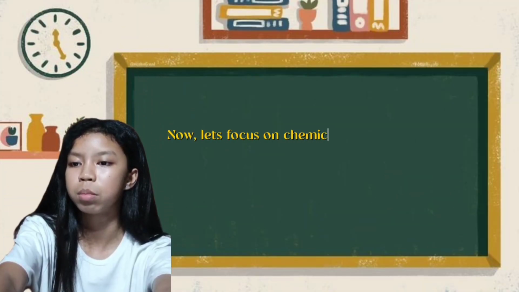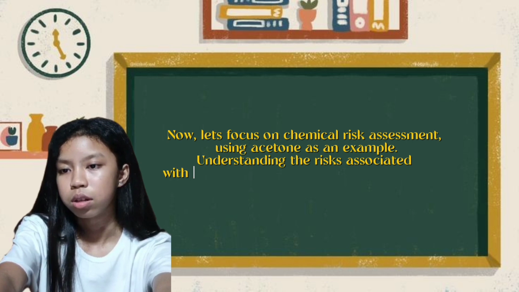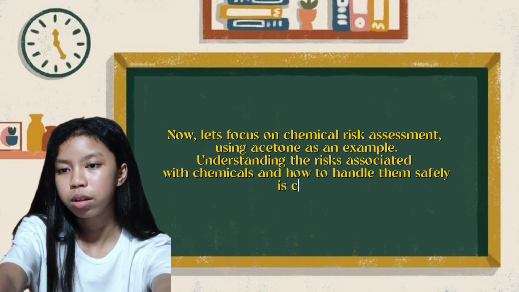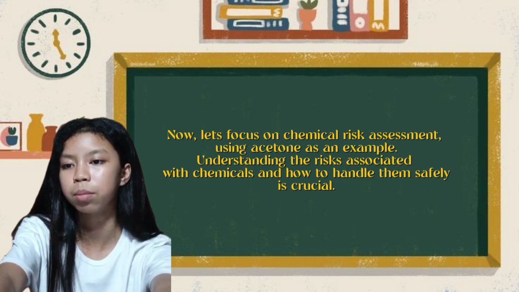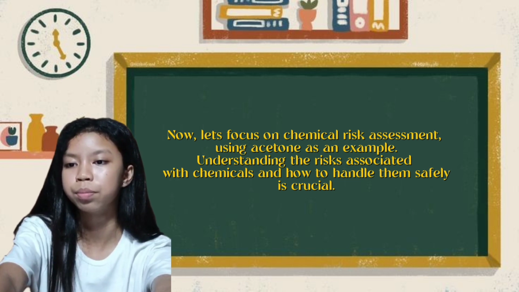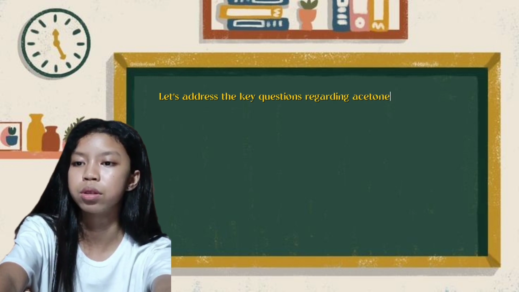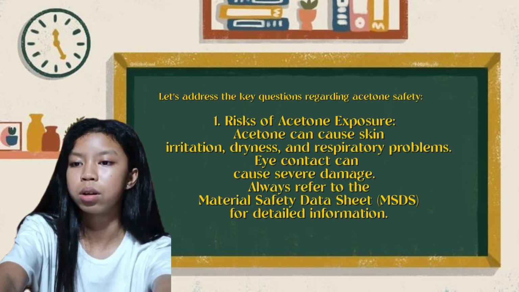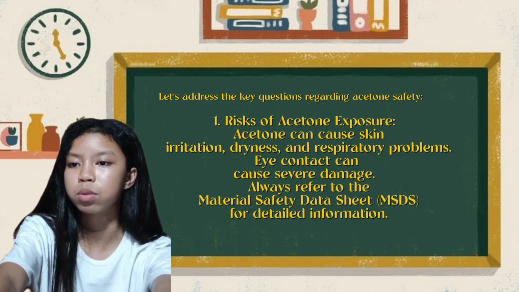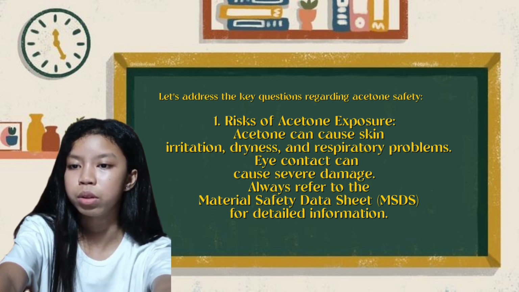Now let's focus on chemical risk assessment, using acetone as an example. Understanding the risks associated with chemicals and how to handle them safely is crucial. Let's address the key question regarding acetone safety. Risks of acetone exposure. Acetone can cause skin irritation, dryness, and respiratory problems. Eye contact can cause severe damage.